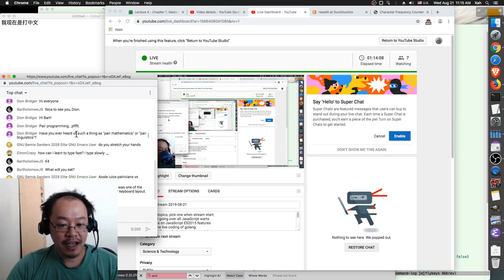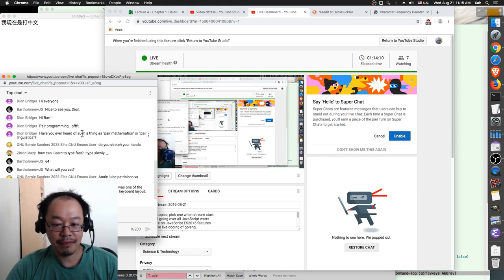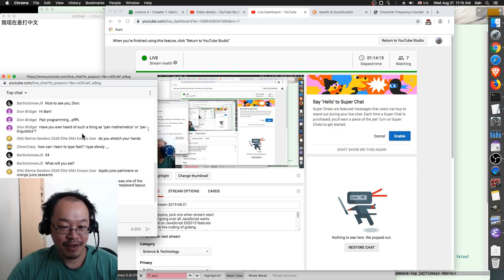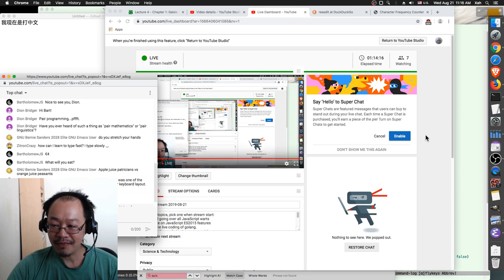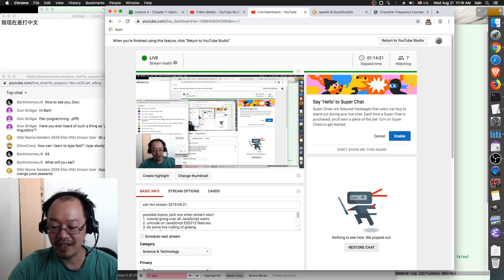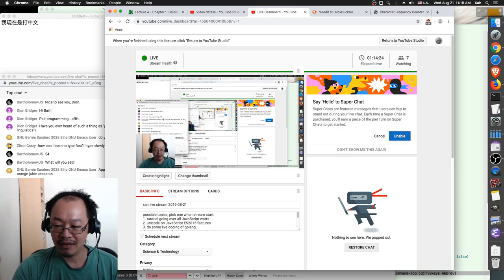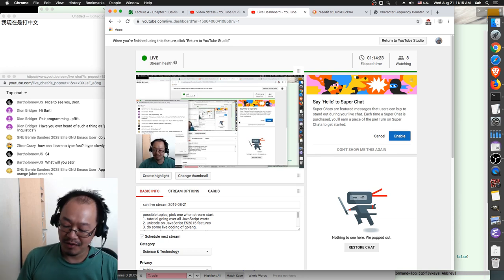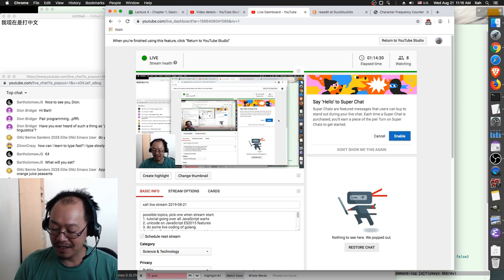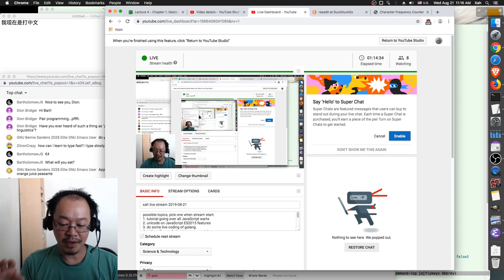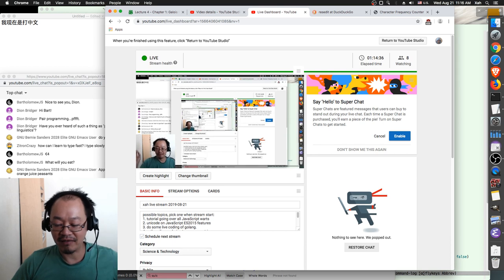So Dion says, "Have you ever heard of such a thing as pair mathematics or pair linguistics?" Yeah, no. Pair programming is one of the most idiotic things. It's part of Agile, and Agile came from extreme programming. The reason they are there is because of corporatism. Agile, extreme programming, for a time they were thriving.